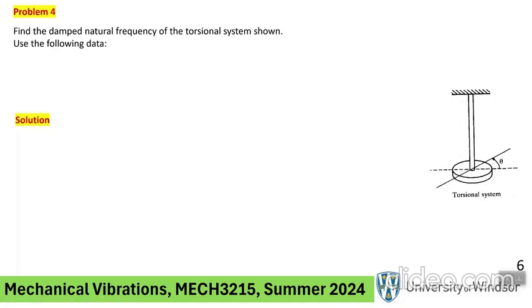It's coming from GJ over L type of thing. Remember, for an axially loaded member, the effective stiffness of that is AE over L. For torsion, GJ over L. But anyway, what you want to know is here's the data that we have.